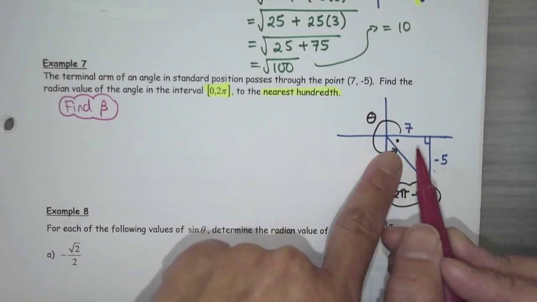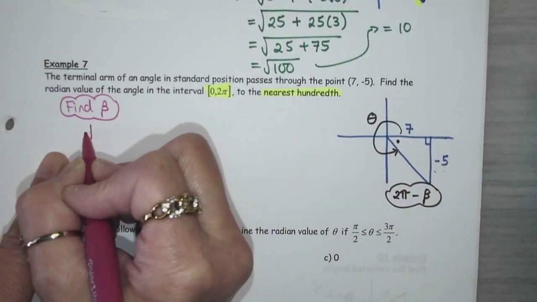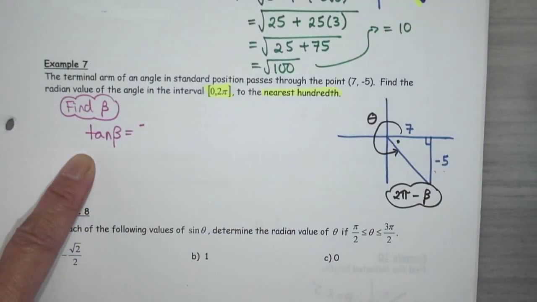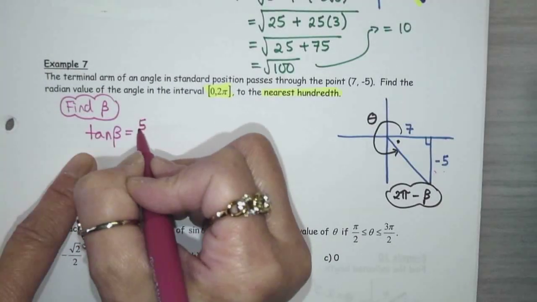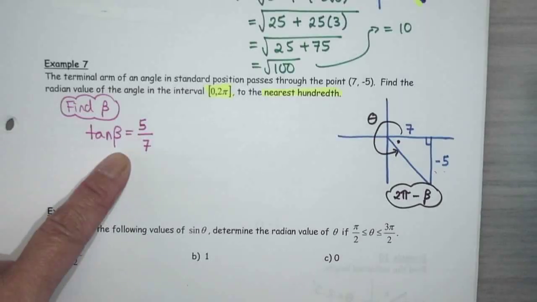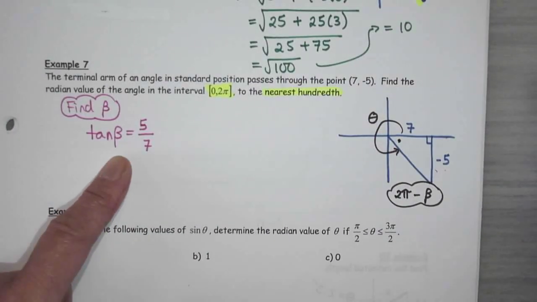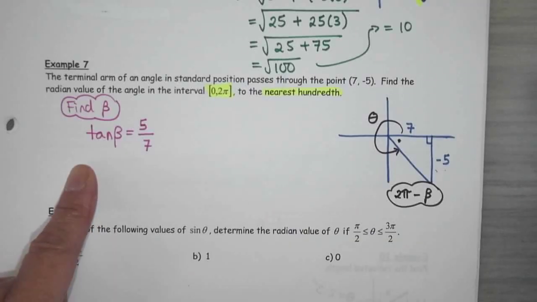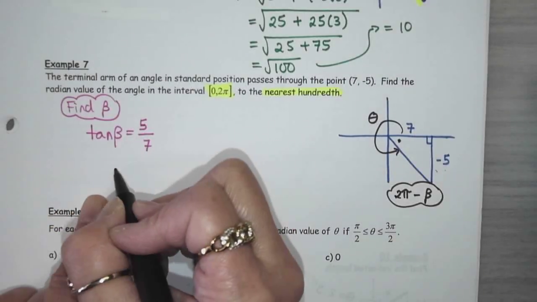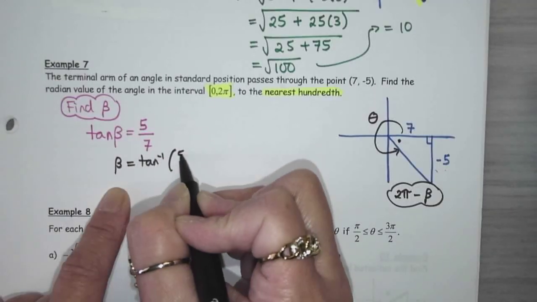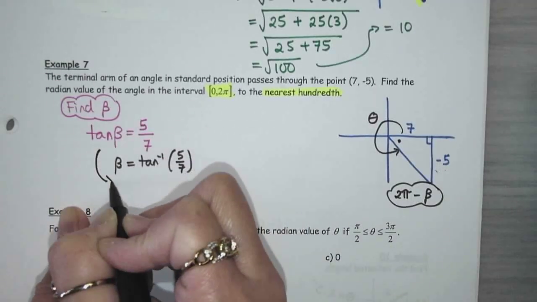So I have opposite, I have adjacent. So I'm going to go tan beta equals negative... oh, do I need negative? Nope. So 5 over 7. And remember, I always do the positive ratio for my little beta. Okay, so then beta. Do you need to show me this step? No. You can skip this step and go straight to here.